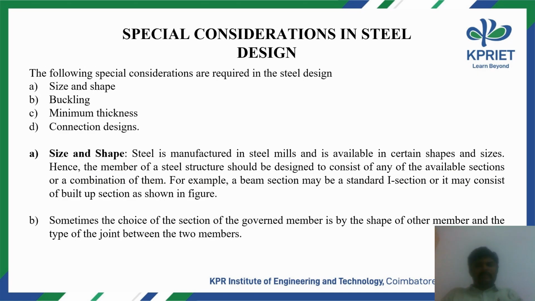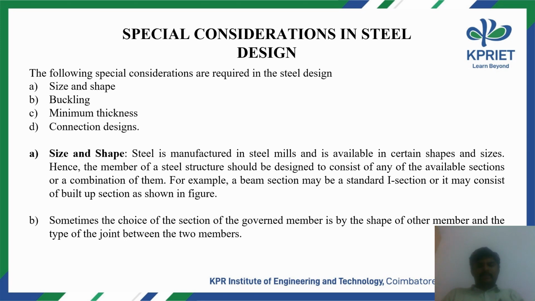And then special considerations in the design of steel. The following special considerations are required in steel design. First one is the size and shape. Second, buckling, which is the main purpose we are designing for. The third one, minimum thickness, which is essential for corrosion. And then connection design. The first one is size and shape. We are using standard sizes.